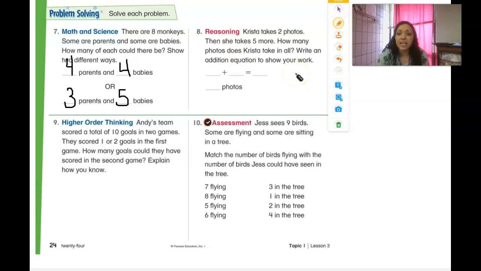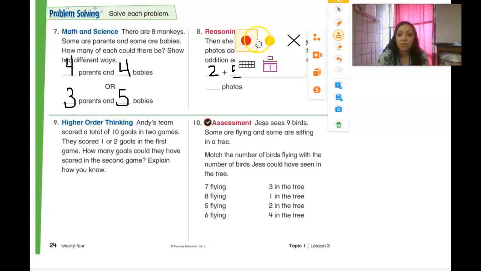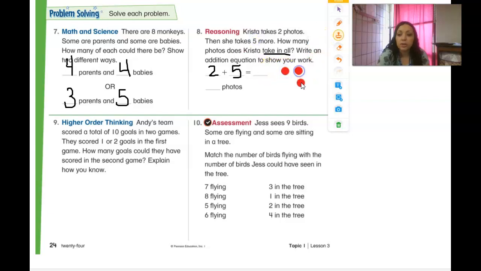On this one, it says Krista takes 2 photos, then she takes 5 more. How many does she take in all? So when we say in all, what are we doing? We are adding those together. So our first part is 2. And then it says she takes 5 more. So 1 part of 2, then 1 part of 5, and then we need to figure out how much that is in all. So if I've got 1, 2, and then I add 1, 2, 3, 4, 5 to it, I would have 5, 6, 7 in all. So she took 7 photos in all.